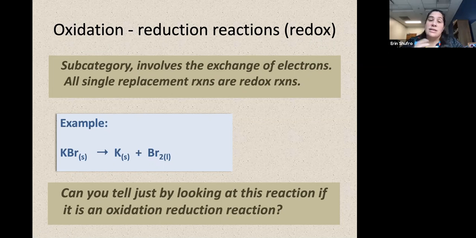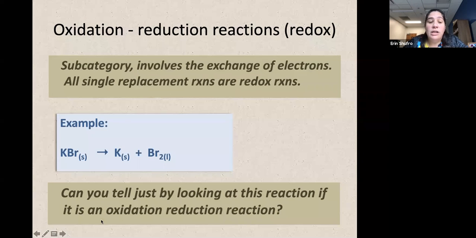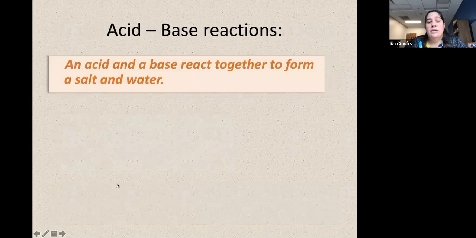So again, this is a subcategory. It involves the exchange of electrons. The only one you can tell just by looking at it right away if it's a redox reaction is if it's a single replacement. All others, you're going to need more information. I'm going to tell you about that more information later in the chapter. But for now, just know that the only way to identify just by looking at them is if it's a single replacement. All others, you need more information.